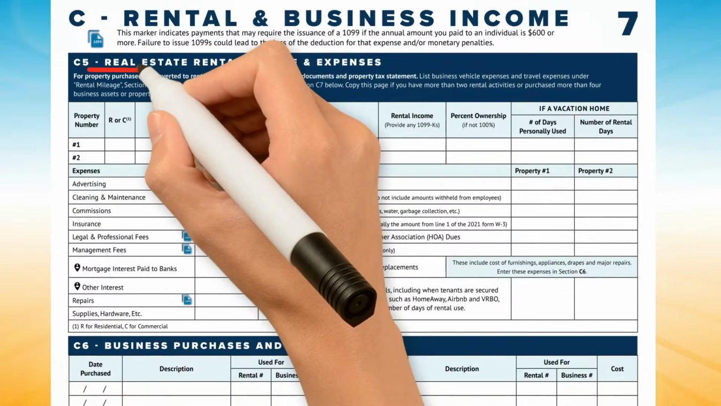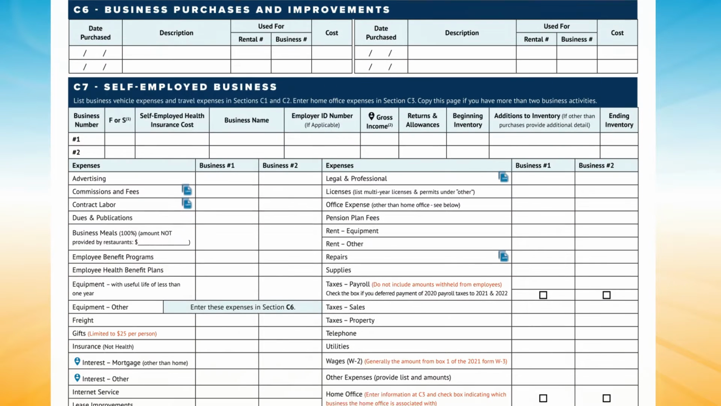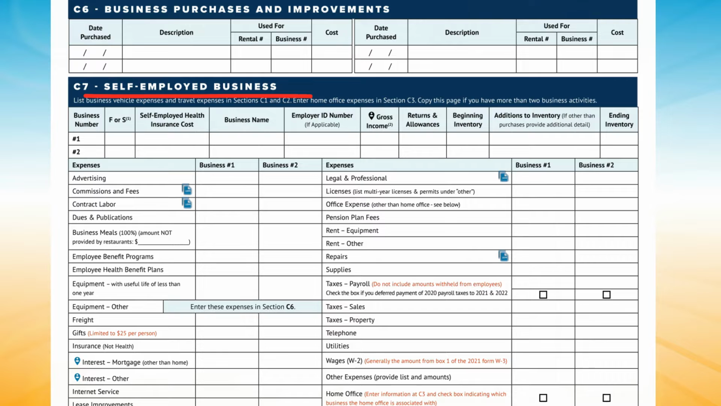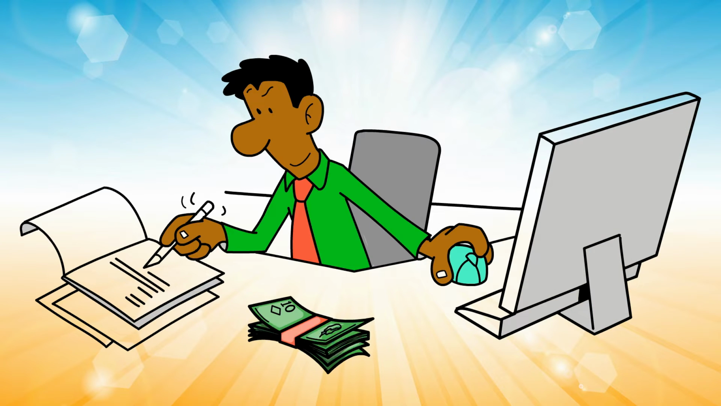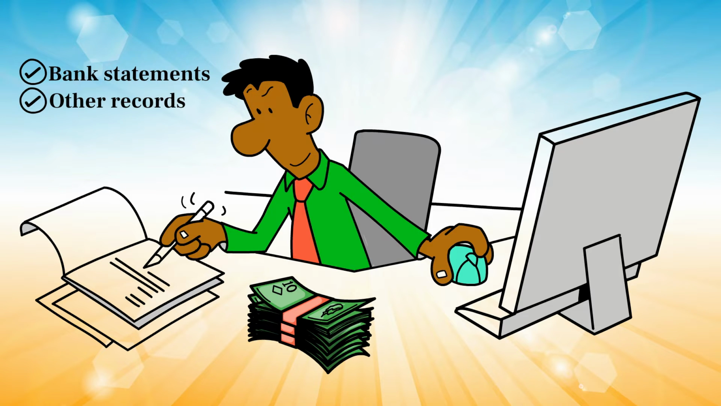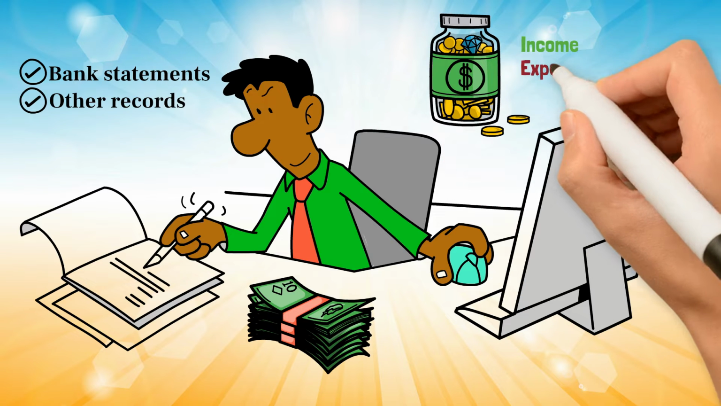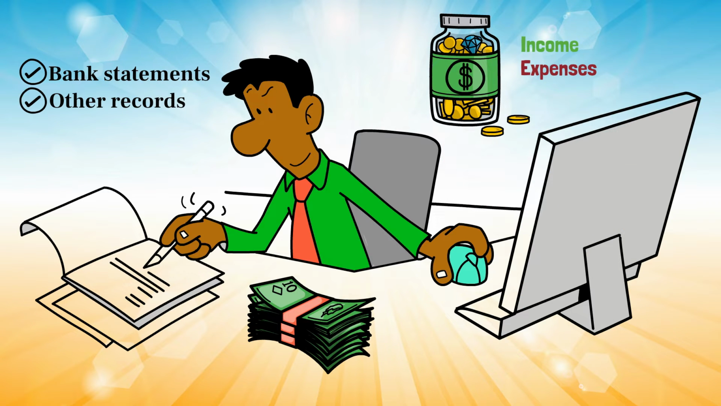Section C5 is where you report your rental income and expense activity, and Section C7 is for reporting self-employment income and expenses. Don't forget that all your income should be reported even if received in cash. Therefore, you should review your bank statements and other records carefully to report annual amounts received for both income and ordinary and necessary expenses spent on your related business activity.